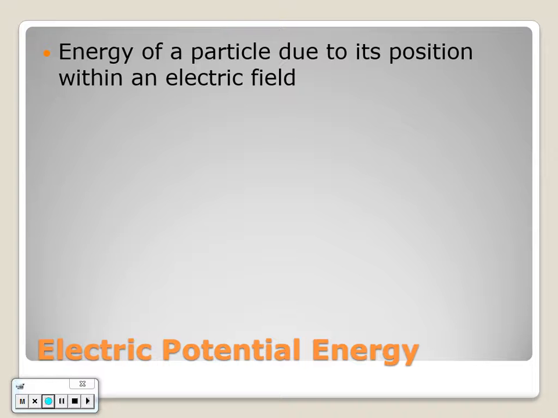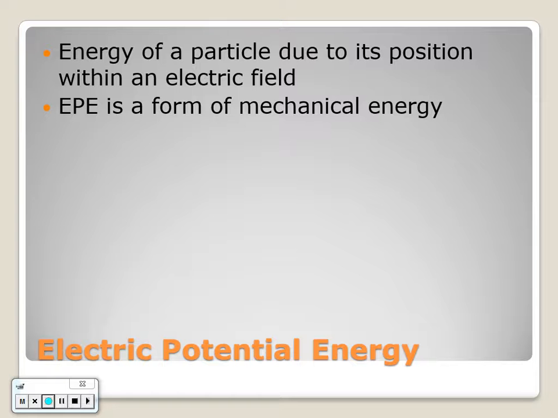What do you think electric potential energy is based on? Location in an electric field. It's the energy of a particle due to its position within an electric field. And remember, energy is the ability to do stuff. So it's the ability of a particle to do something based on its position within an electric field. It's still energy of position, because that's what potential energy is, but now instead of a gravitational field, we're talking about an electric field.